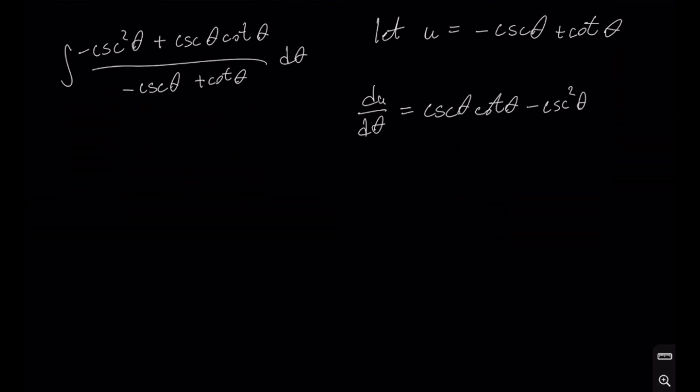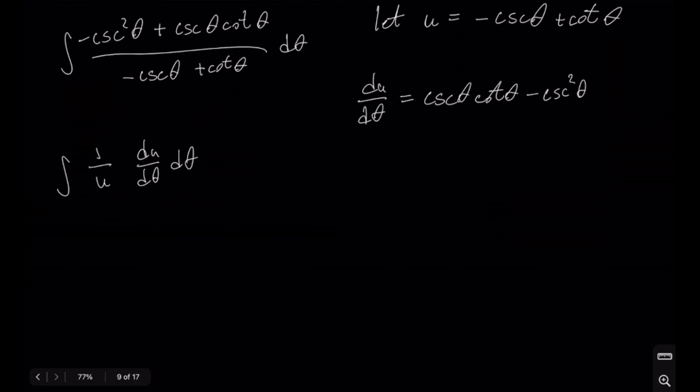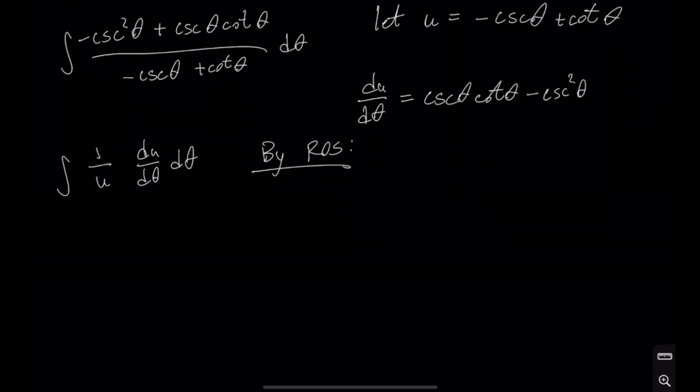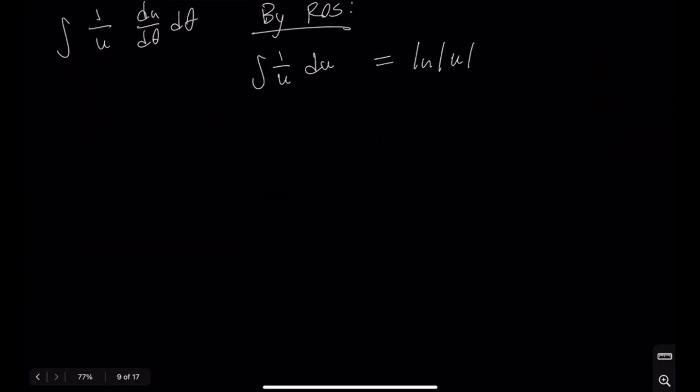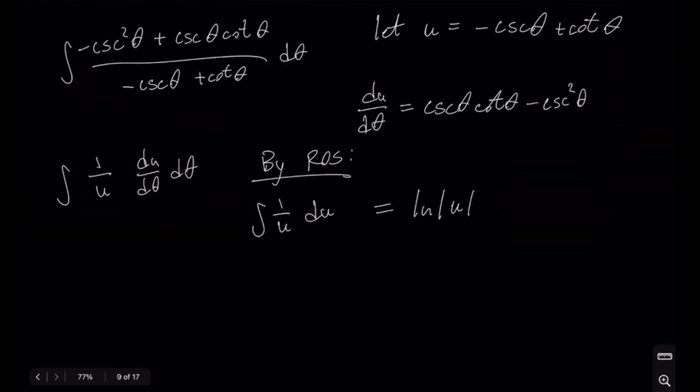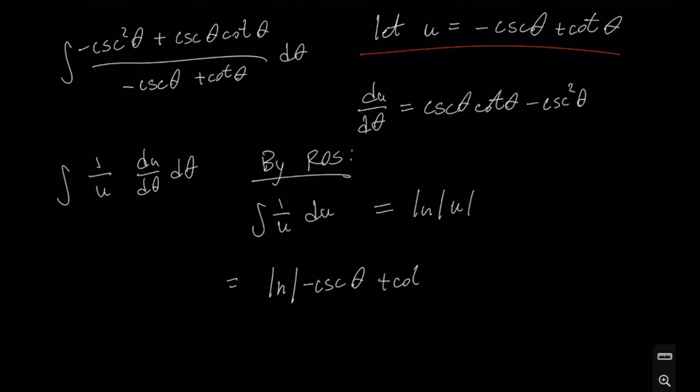So using this u substitution, we can find a really clever way to rewrite it as 1 over u multiplied by du d theta with respect to d theta. And then by the rule of substitution, this is equal to the integral of 1 over u du. And this is very easy. This is going to be equal to ln of the absolute value of u. Now we need to figure out what u is. Remember, we let u equal that, so we're just going to plug it back in. So it's equal to ln of the absolute value of negative cosecant theta plus cotangent theta.